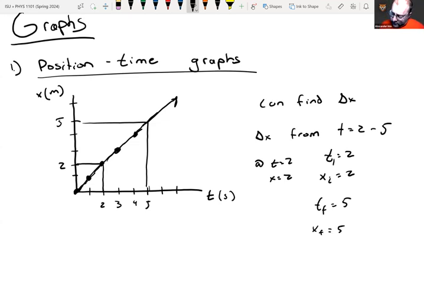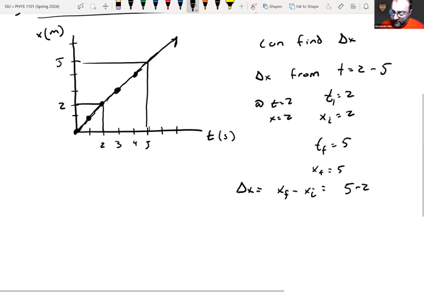Now, what we want to do is say, okay, delta x equals x final minus x initial, which is just 5 minus 2. So we can find our delta x this way. Delta x is 3. All right. Now, if we were going the other way, if we were going down, we could do something like that too. So you can visually determine what your displacement is.